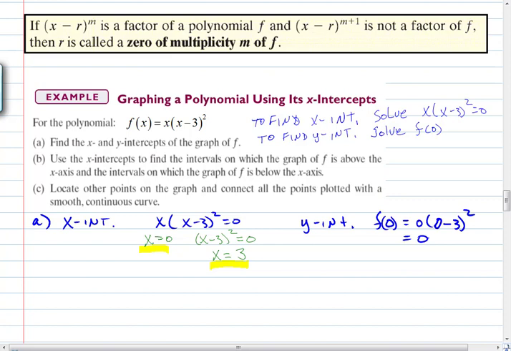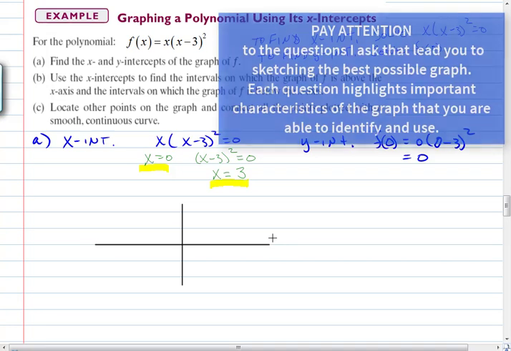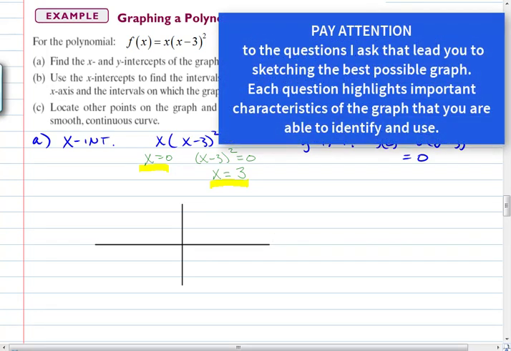Part B says use the intercepts to find the intervals on which the graph is above or below the x-axis. So here's how we're going to do this. We have zeros at 0 and at 3. So I'm going to plot these points. Here's one at 0, and at 3.